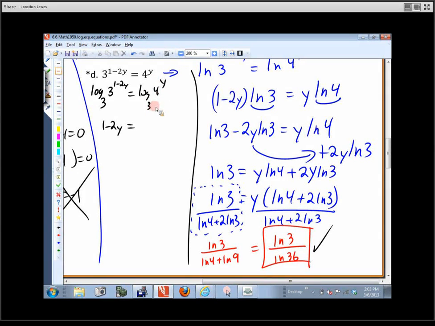I can move the y out front. Remember, the problem is the variable's up in the exponent. Okay, so we need a tool to get that down where we can work with it. So this is y log base 3 of 4. That's a number times y, isn't it, Tylin?